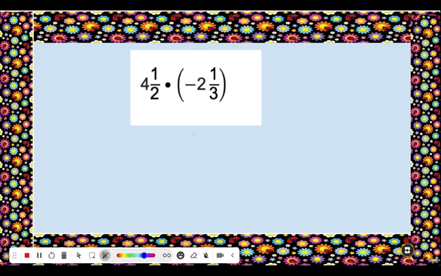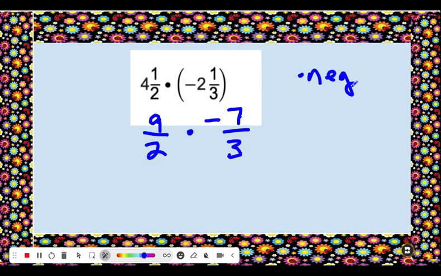Okay, try this one. Pause the video and see if you could do it on your own. So 4 1/2. 4 times 2 is 8, plus 1 is 9. 9/2. Times negative. 2 times 3 is 6. 6 plus 1 is 7. So negative 2 1/3 is the same as negative 7/3. I know my answer is going to be negative.